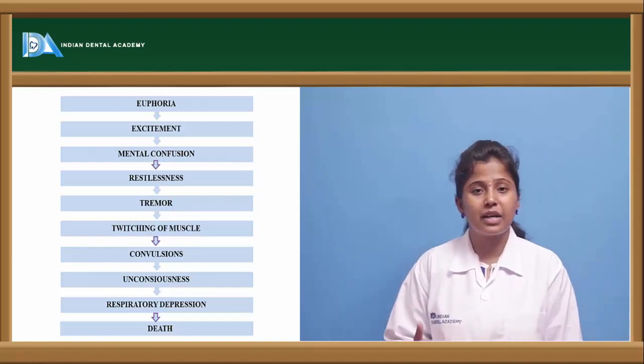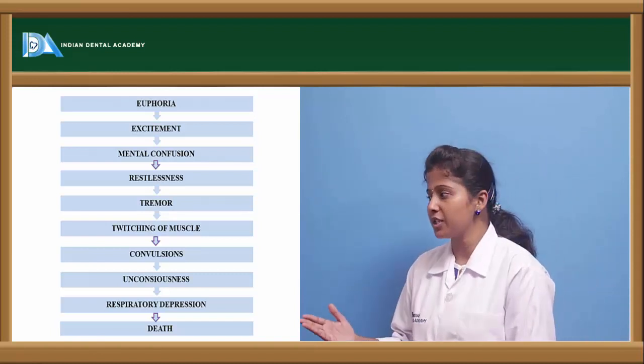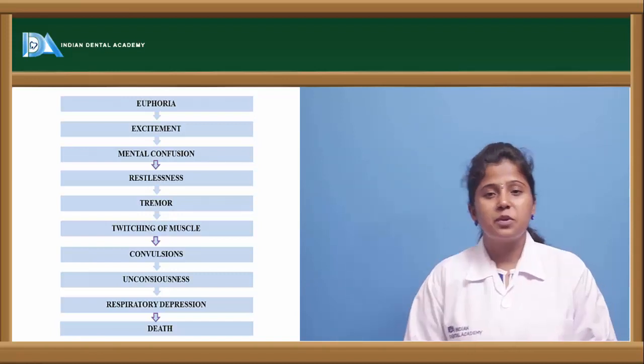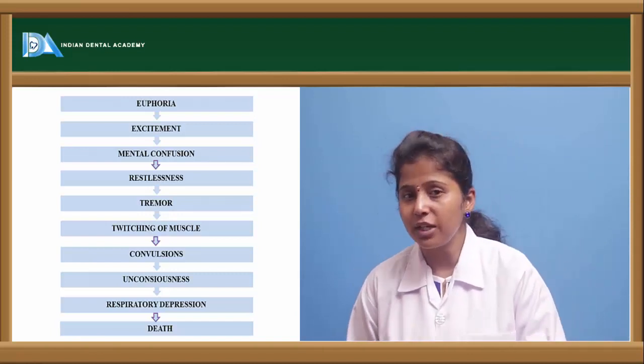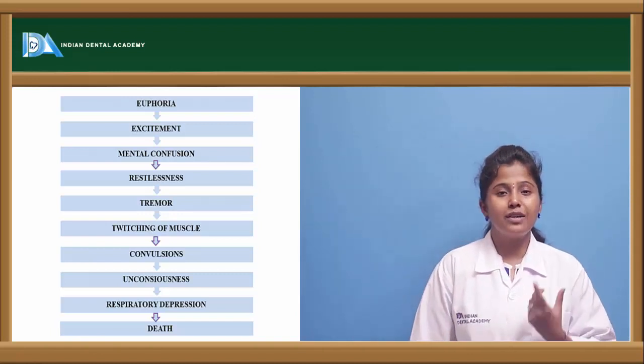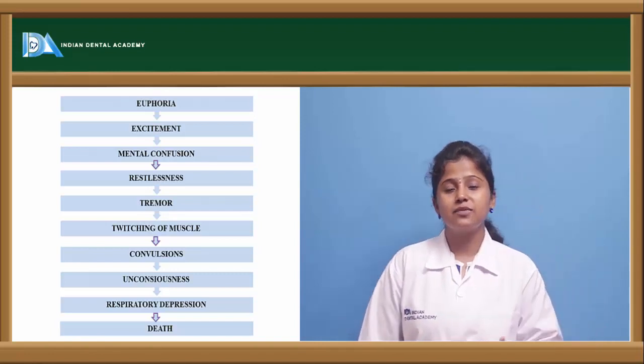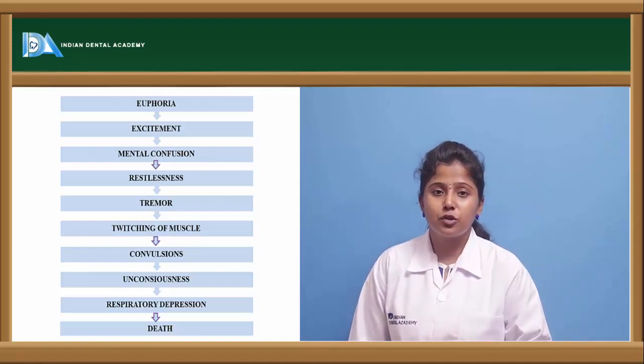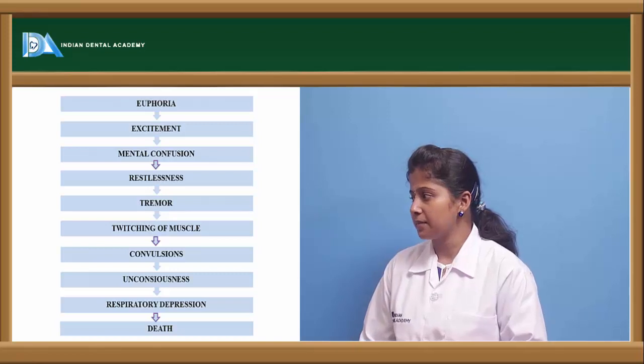If a person is having convulsions, the person becomes unconscious, and it leads to respiratory depression, finally leading to the death of the person. So if the local anesthetic activity stays for a longer period of time, then it shows all these effects on the central nervous system.